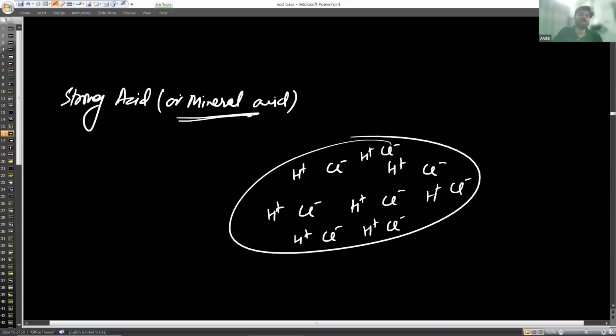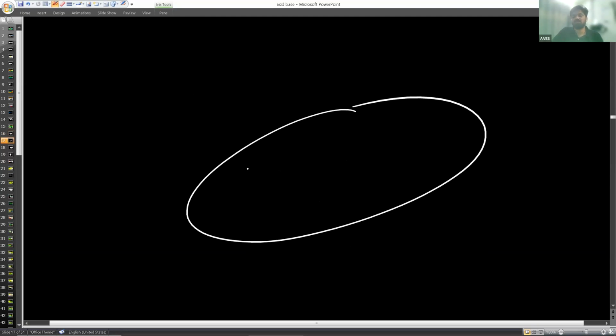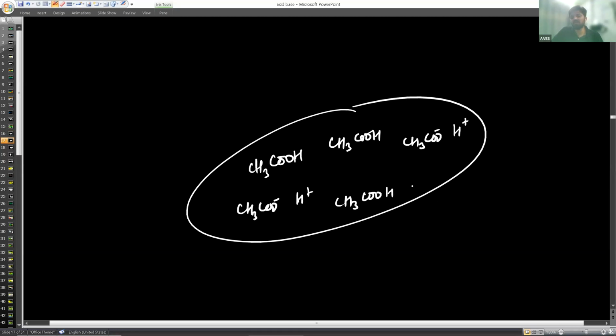And suppose you have this one, CH3COOH. You take 50 molecules of CH3COOH. Only some of them will dissociate. Otherwise, all of them will remain as they are.